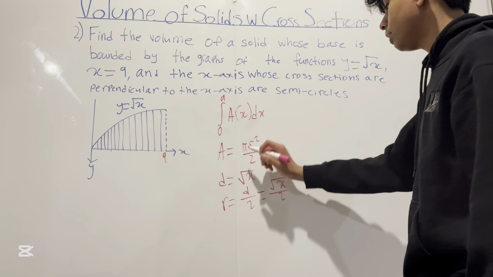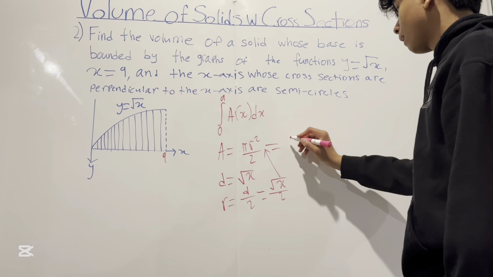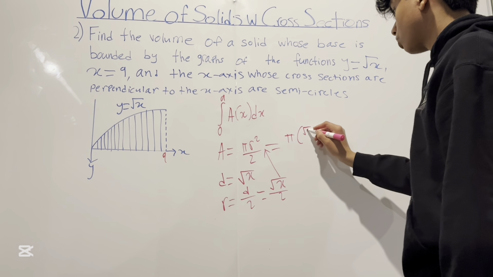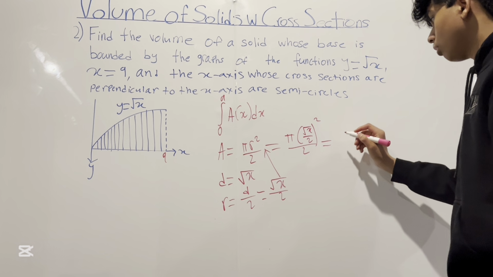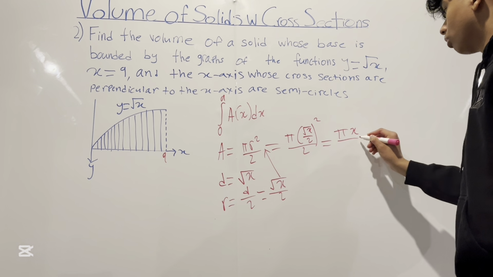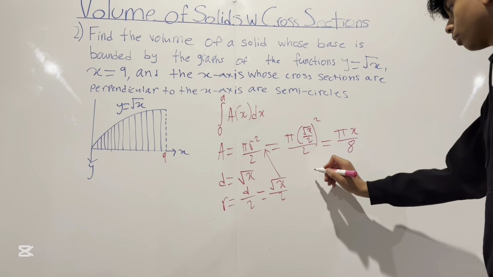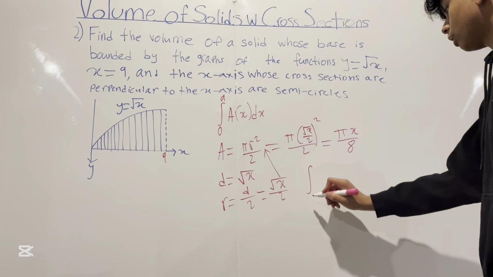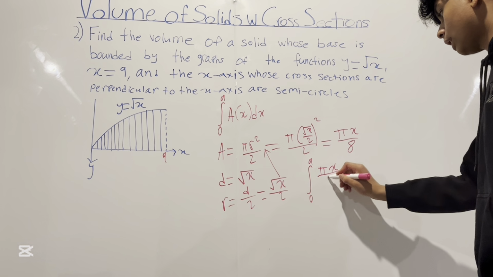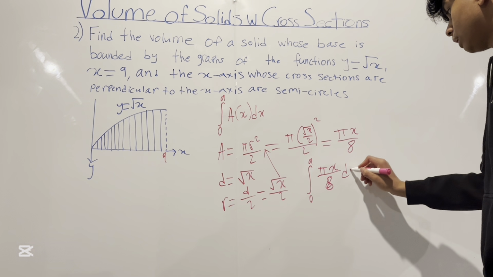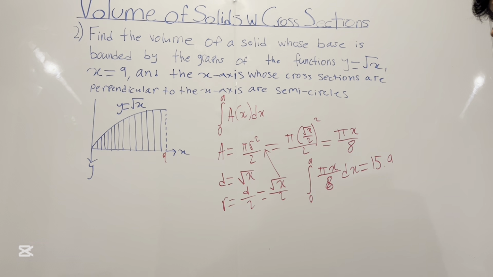So now we have our radius and our formula. So if we connect this back up here, we're going to get pi times square root x over 2 squared, divided by 2, and this is going to equal pi x over 8. So now if we plug this into the integral, we'll get the integral from 0 to 9 of pi x over 8 dx. This is equal to 15.9 if you plug it into the calculator.